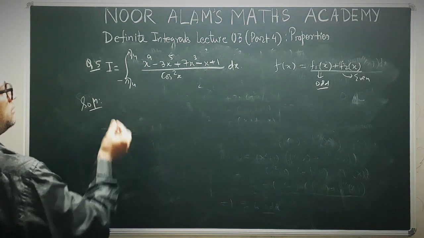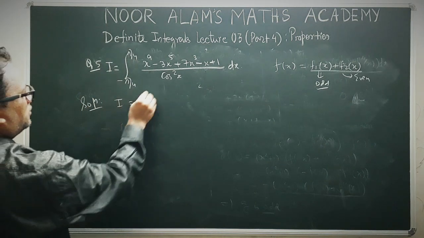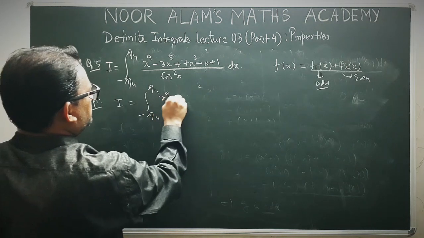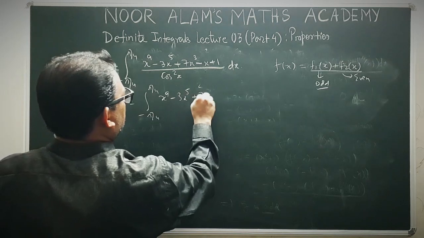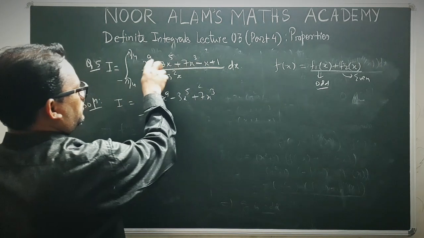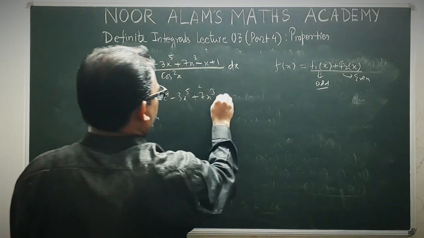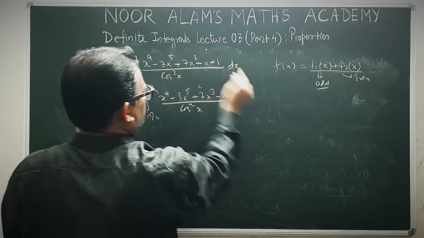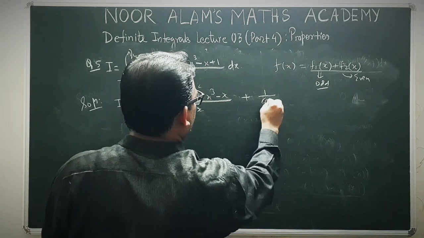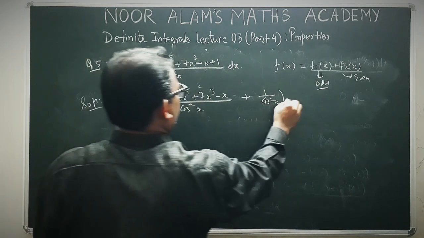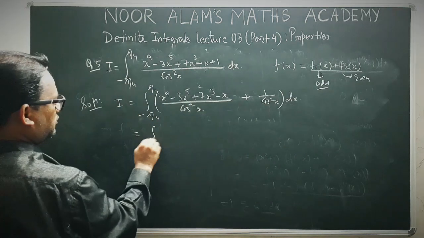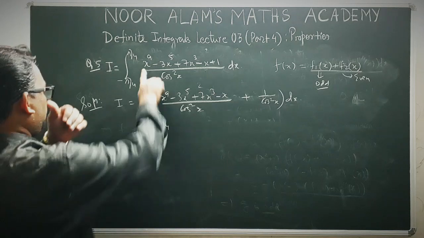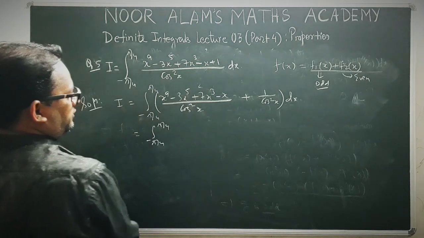So here we apply the same rules. Suppose we write minus pi by 4 to pi by 4 and take the terms x power 9, 3x power 5. All the polynomial terms here, the powers are odd numbers. Now this I consider over cos square x, and the last part, that is 1 by cos square x. I separate the terms in this way. Since the given function is not even or odd in this condition, I separate the function like this.